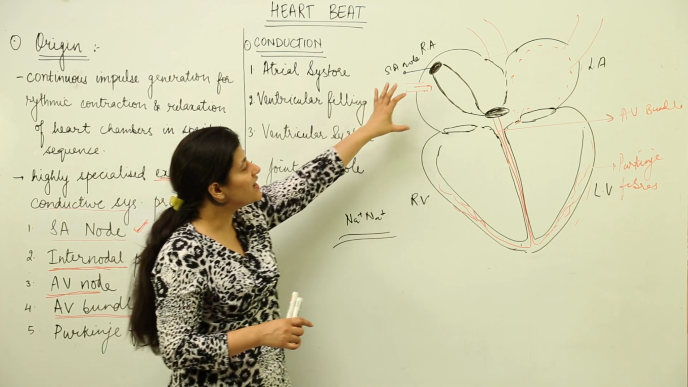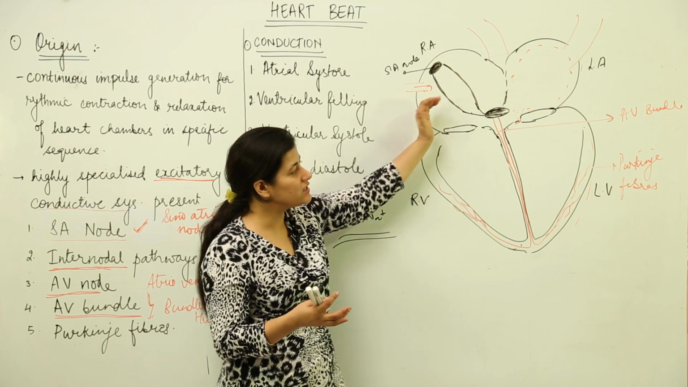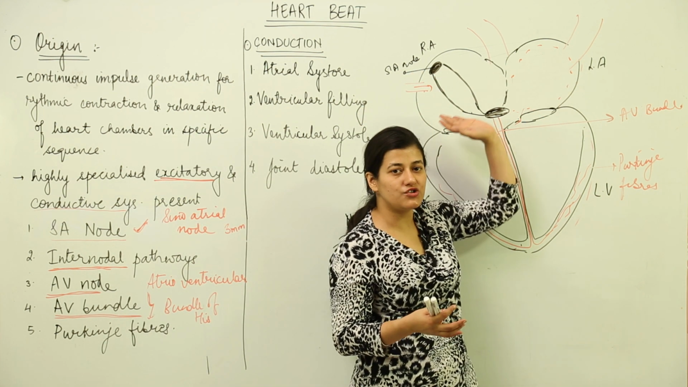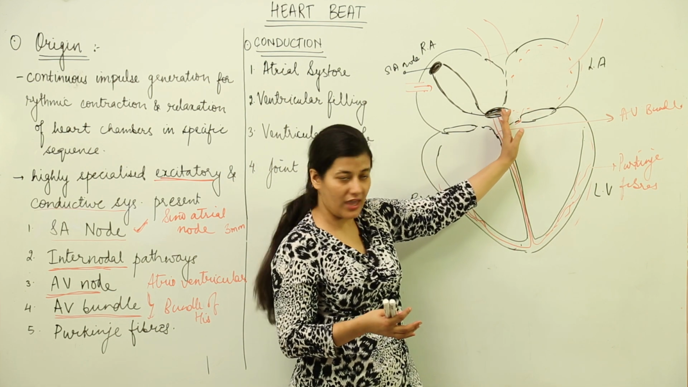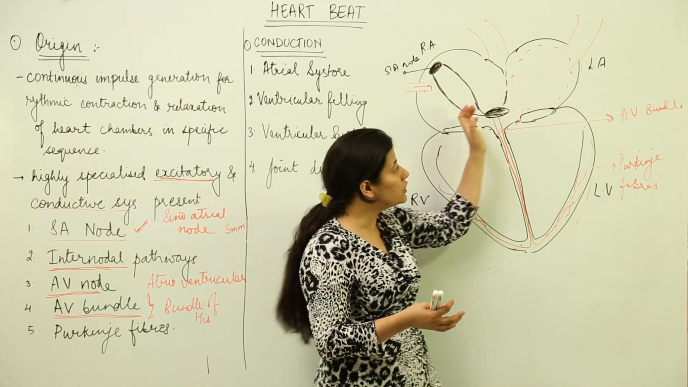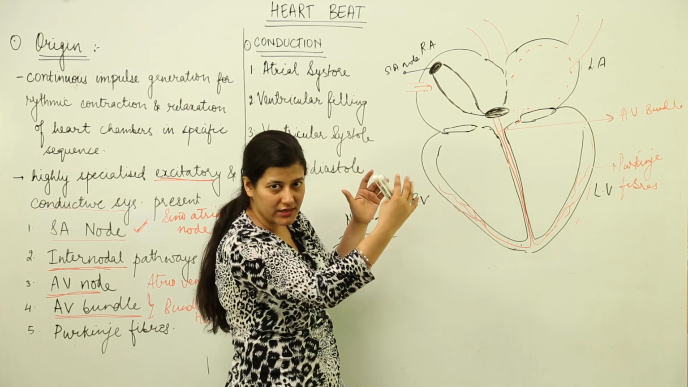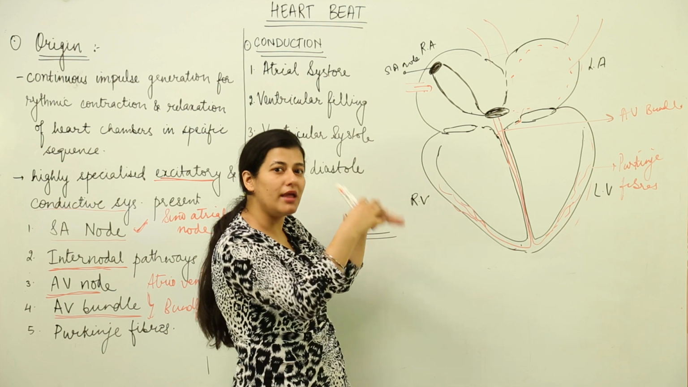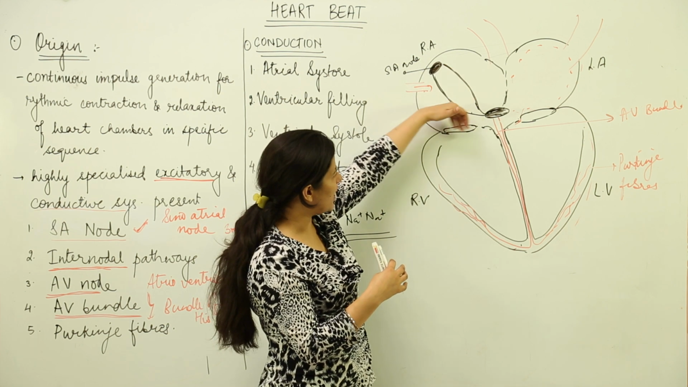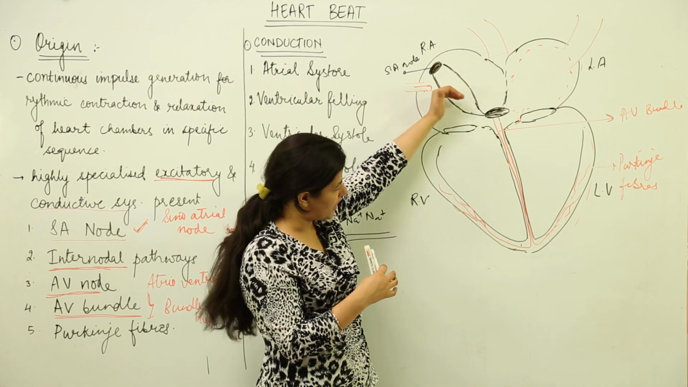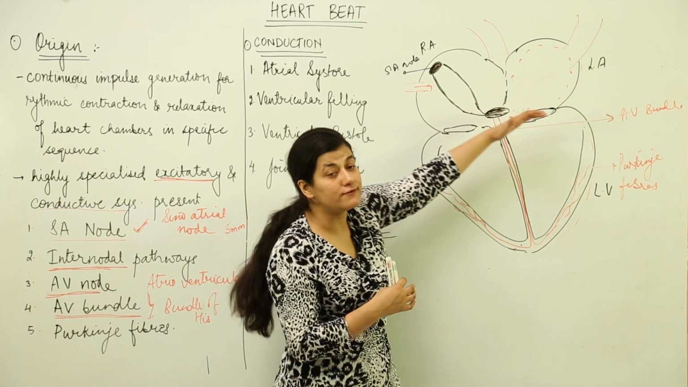Now the SA node starts the impulse which spreads to both right atrium and left atrium by the agency of the AV node and AV bundles. They spread out, then the contraction wave begins. When the contraction wave begins, the remaining part of the blood that has collected in the atrium passes to the ventricle and the valves close.